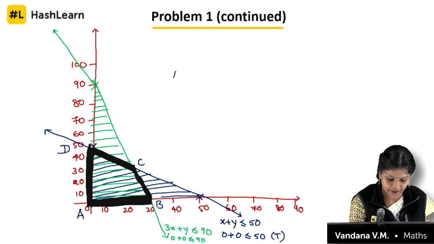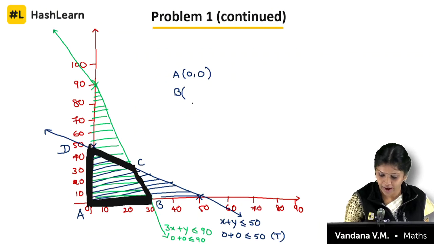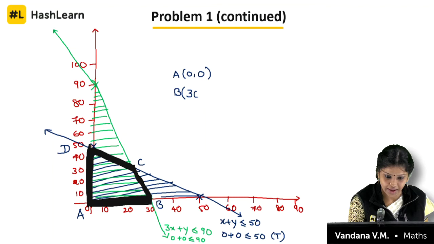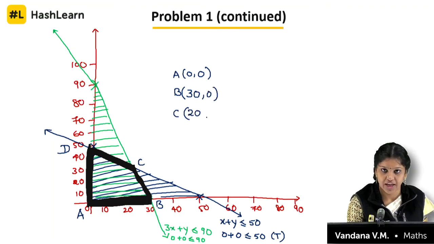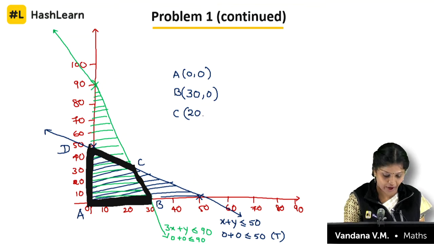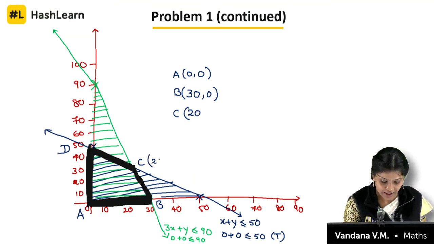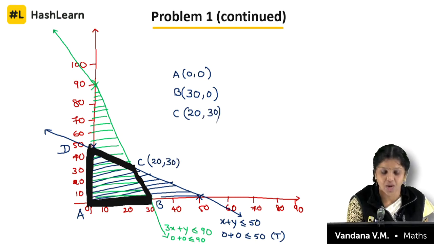A point is 0, 0. B point is going to have the maximum value. Very good, Radhika. That is 30, 0 and C point is already she gave. I hope you understood how to find out. When you solve these two equations, I can easily write the point 20, 30. She gave the point, so I am continuing with that. D point is 0, 50.